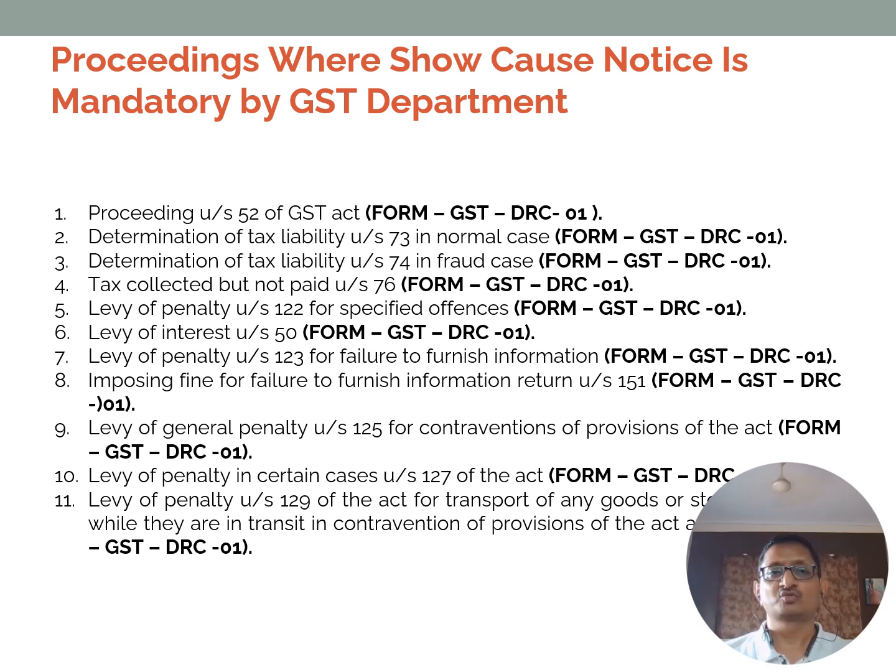Proceedings where a show-cause notice is mandatory by GST departments: proceedings under Section 52, proceedings under Section 73, normal cases where GSTR-1 DRC-01 has to be issued, and determination of tax liability under Section 74. These are around 7 areas I've highlighted here where a show-cause notice is mandatory by the department. Without a show-cause notice, the department cannot directly issue a notice for tax demand.